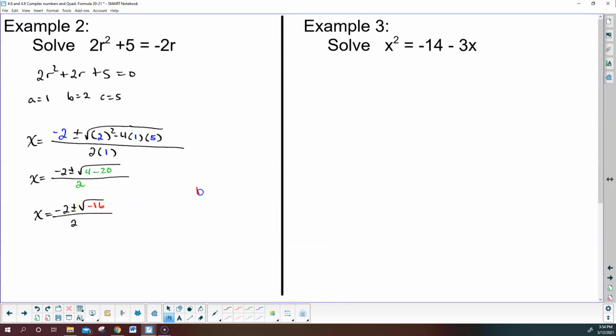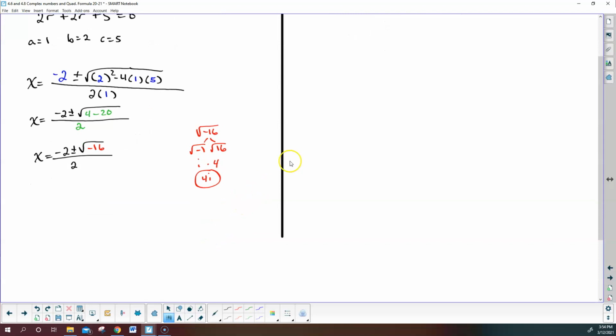So now is where I'm going to do side work. I'm thinking, wait a minute, negative 16. Well, I know 16 is a perfect square. So what if I split this up and I get negative 1, which is i, times the square root of 16, which is 4, or that's better written as 4i. So notice when the discriminant is negative, you're going to end up with an imaginary number.